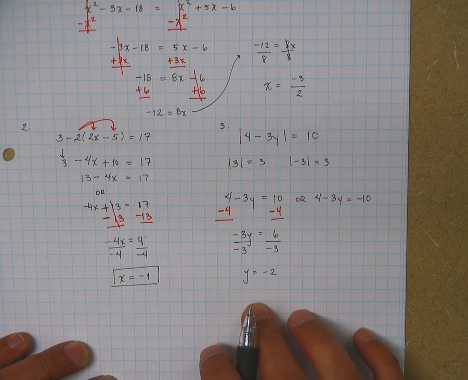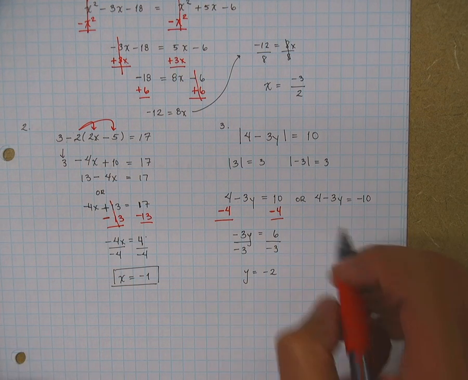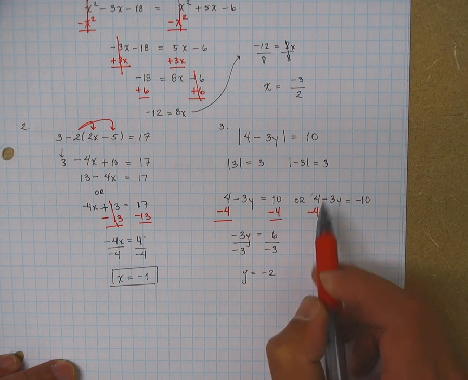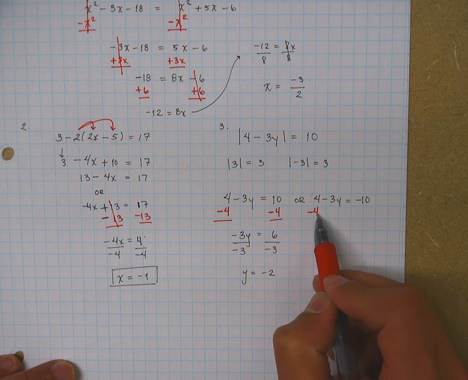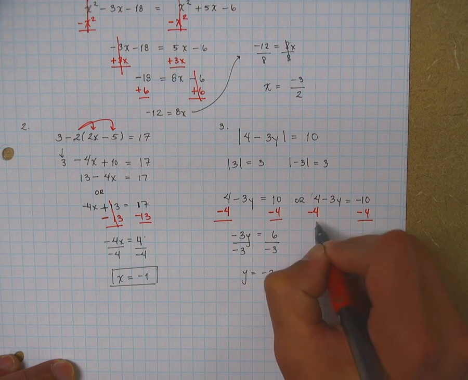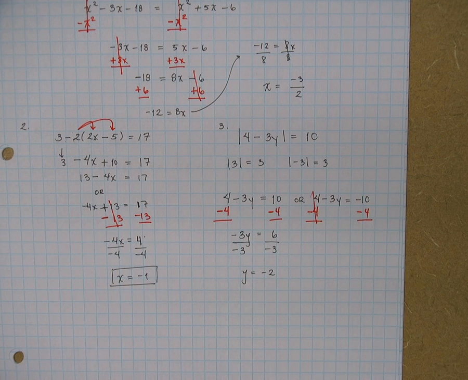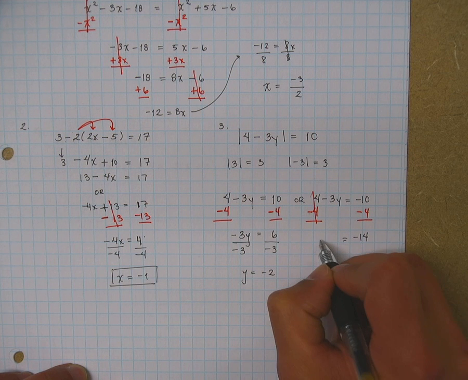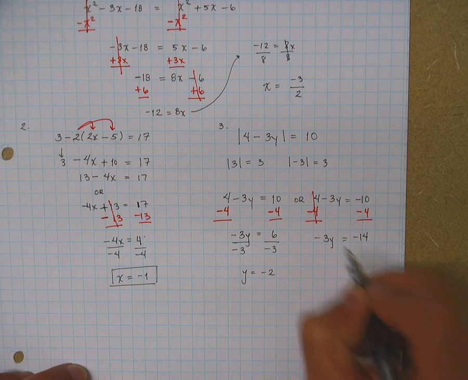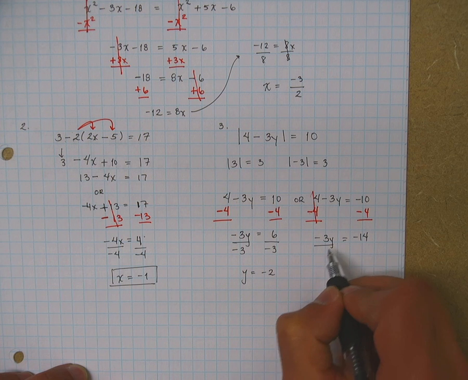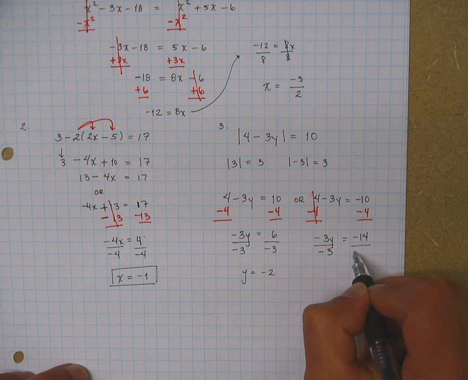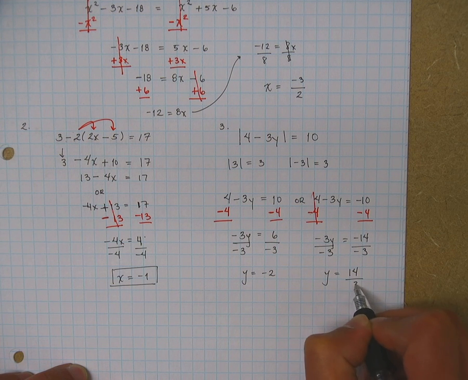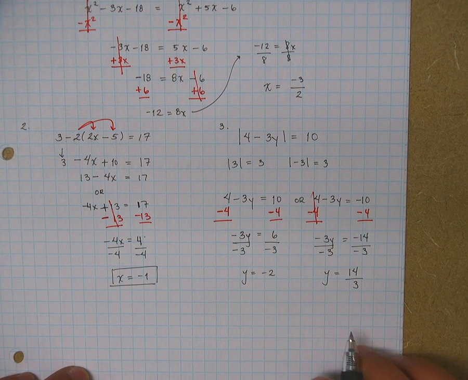That's my first solution. The next one, I do the same thing. The 4, what's in front of the 4? Well, that's a plus. So if I want to undo this guy, I got to put a minus 4 on both sides, like so. That guy becomes a 0. Negative 10 minus 4 is negative 14. There's a 3y again. There's a negative in the front. Divide by negative 3. Don't forget that negative in the front. Negative and negative is a positive, and you can leave it as an improper fraction.